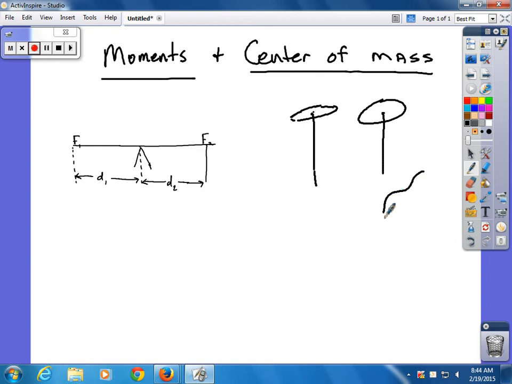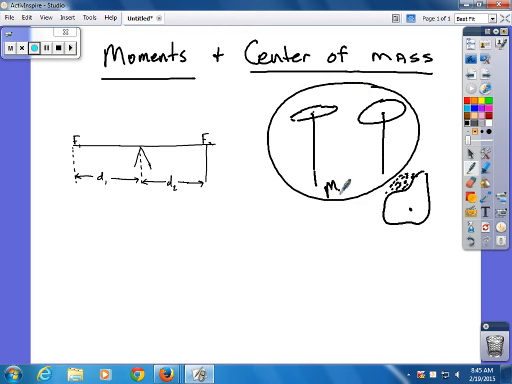But what if you have a piece of metal like that? Well, you know that it weighs more here than it does here, because there ain't nothing there. There's air. So if the center of mass was here, where is it going to be now? Well, it's going to be down this way because of the weight distribution.